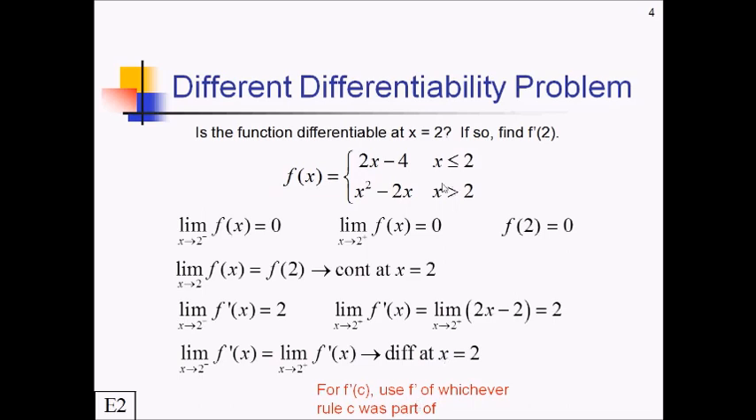So I look up here in my original function, and it looks like 2 is part of this first rule. So we'll just take the derivative of this first rule, which should match the second rule. So that's just going to be f prime of 2 equaling 2.